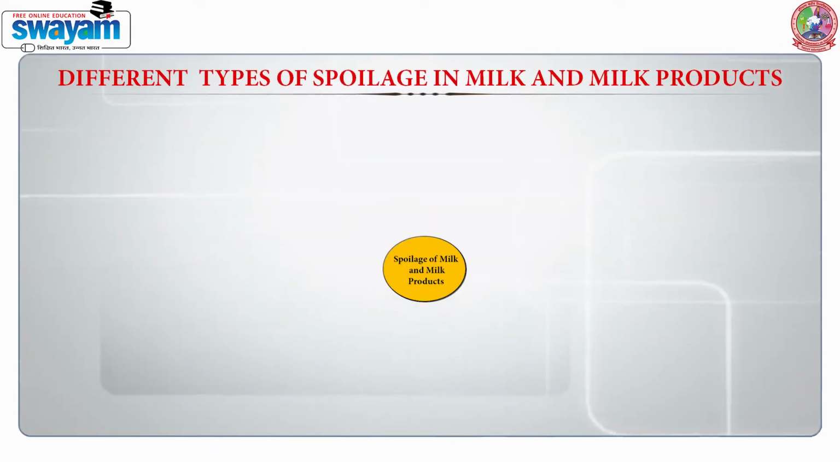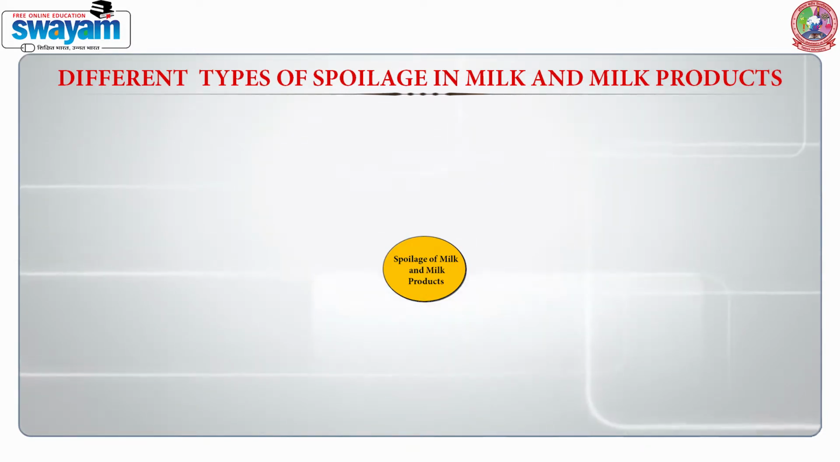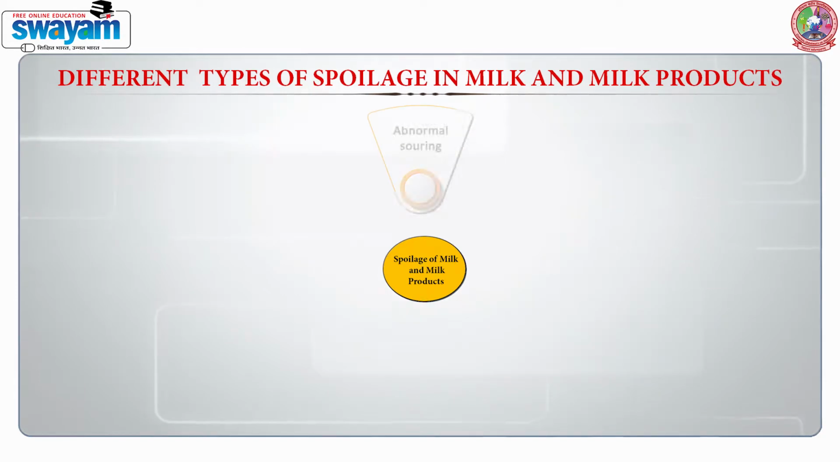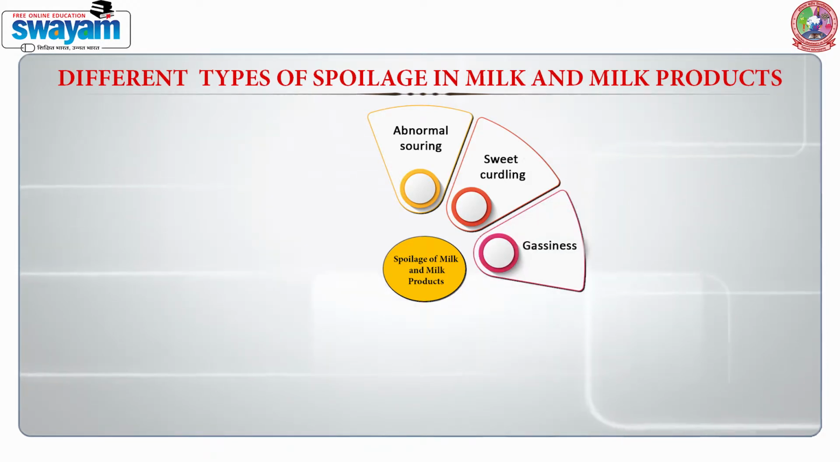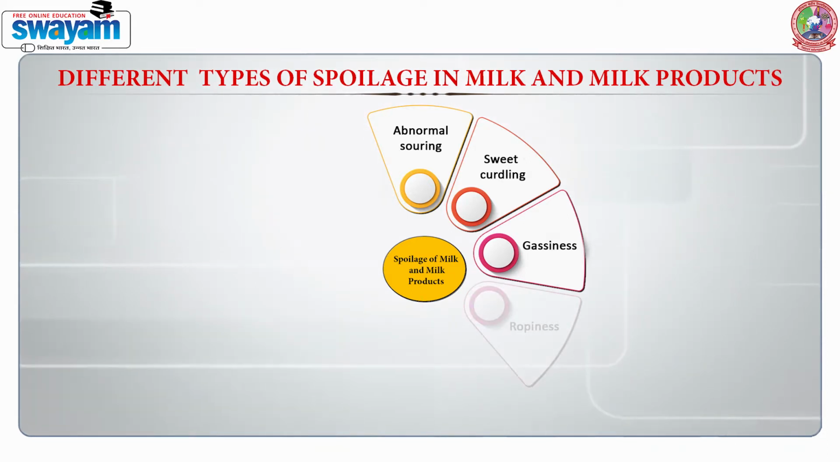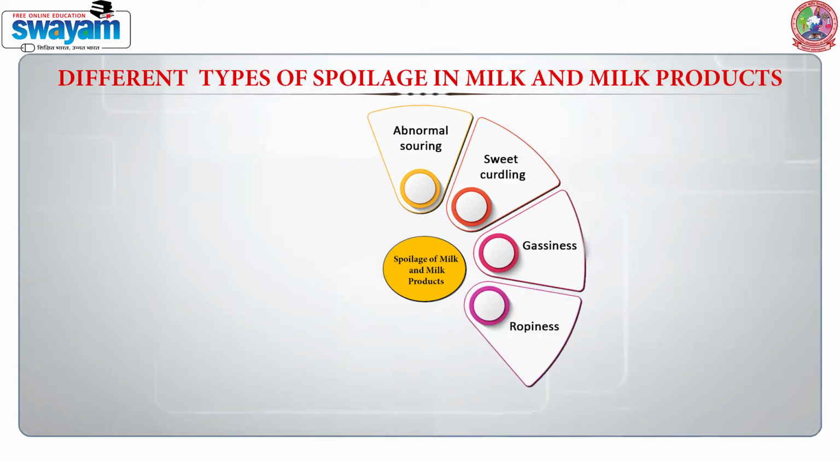Spoilage of milk and milk products. They are associated with various types of defects. The most common is abnormal souring, sweet curdling, in which there is no acid production but the milk casein curdles. Gassiness is due to the production of various types of gases like hydrogen, CO2, H2S. Ropiness is the defect in which the milk can be pulled out in the form of strings.